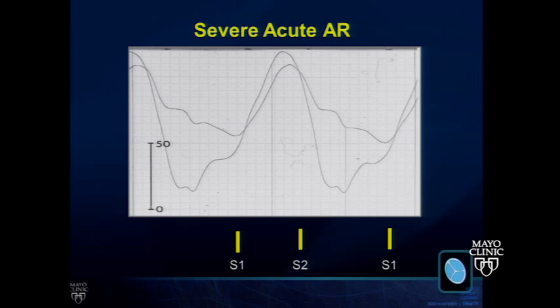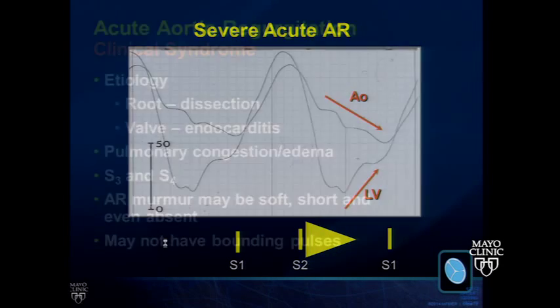This is the pressure trace of what you should remember with aortic regurgitation, because it shows that the left ventricle has a very rapid rise in diastolic pressure. The aortic pressure has a rapid drop in diastolic pressure. If you take a look at this gradient between the aorta and left ventricle, it gets smaller and smaller very quickly. So you might have a very short murmur, or you might have no diastolic murmur at all in severe acute aortic regurgitation.